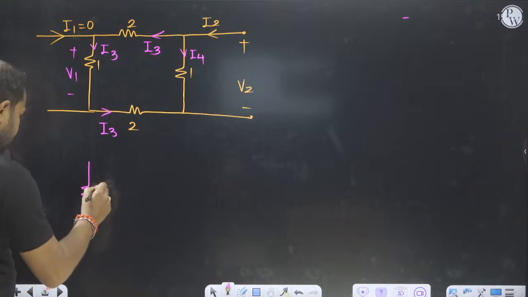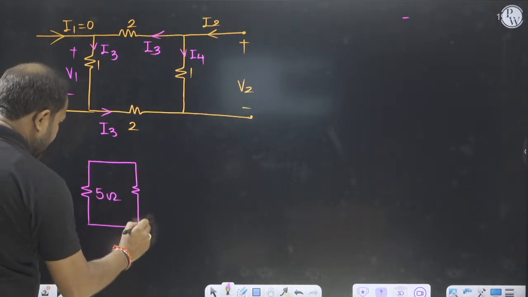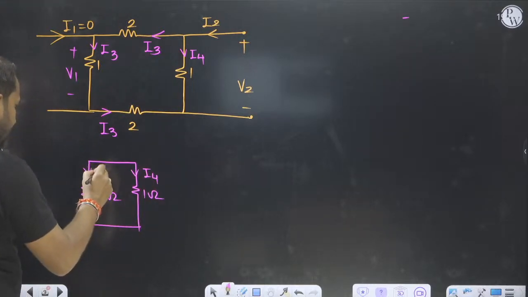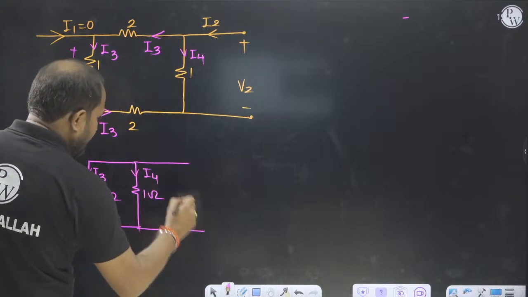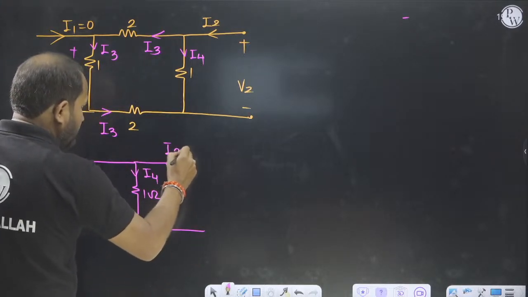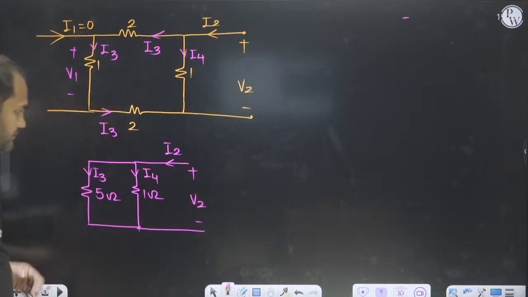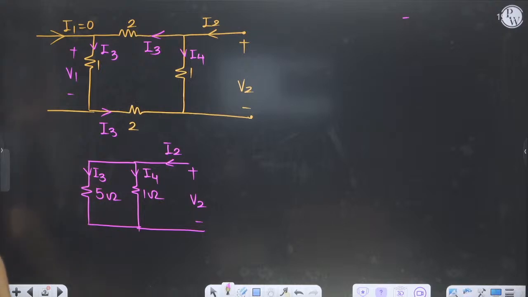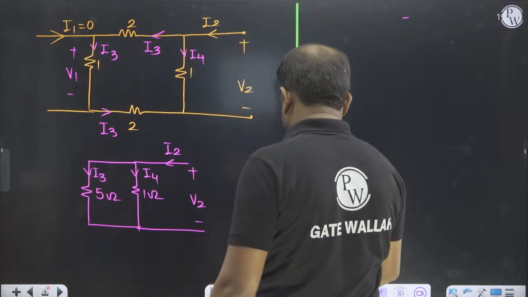This is 5 ohm and this is 1 ohm. In 5 ohm, I4 current is flowing, and in 1 ohm, I3 current is flowing. And this is I2, and this is voltage V2. V2 is equal to I3 into 5. So it is very easy.